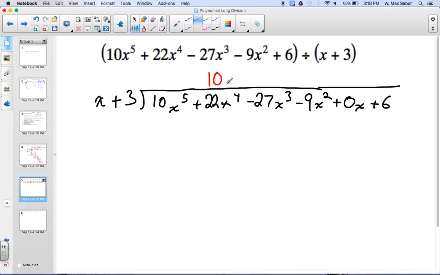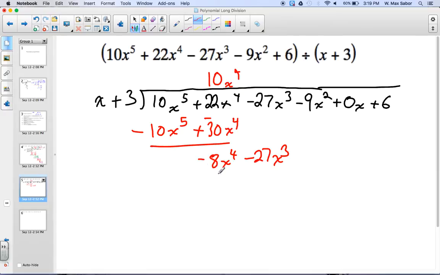Now we're going to say this is 10x to the 4th, because 10x to the 4th times x will give us 10x to the 5th. The point is to subtract these out every time. If you get something other than the same term as this, you must have done something wrong. So 10x to the 4th times 3 is 30x to the 4th. Subtract those, and we get negative 8x to the 4th.